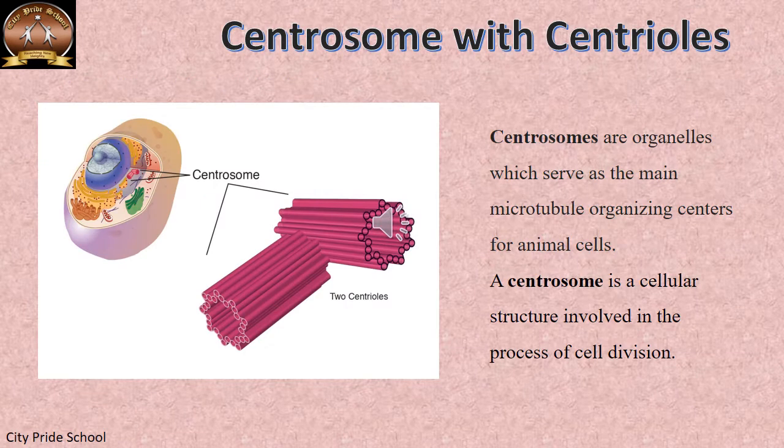Next, we have the centrosomes with centrioles. Now here you can see centrosome is the structure which contains the centrioles. Centrosomes are organelles which serve as the main microtubule organizing center for animal cell, and they contain two centrioles. This is very much involved in the process of cell division. It's found only in the animal cell, not in the plant cell.